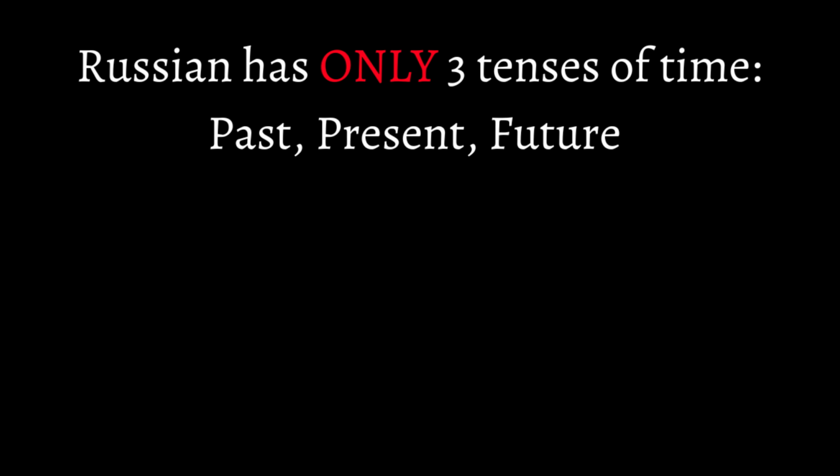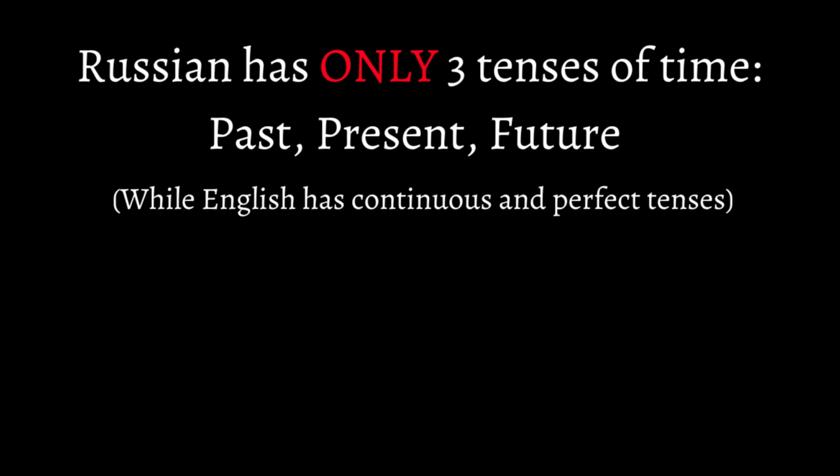So in this video, I would like to explain perfective and imperfective aspects of verbs in Russian. Because aspects are related to the tenses, it is important that we first cover the tenses. Russian has only three tenses of time: the past, present, and future, unlike English, which has continuous and perfect tenses.